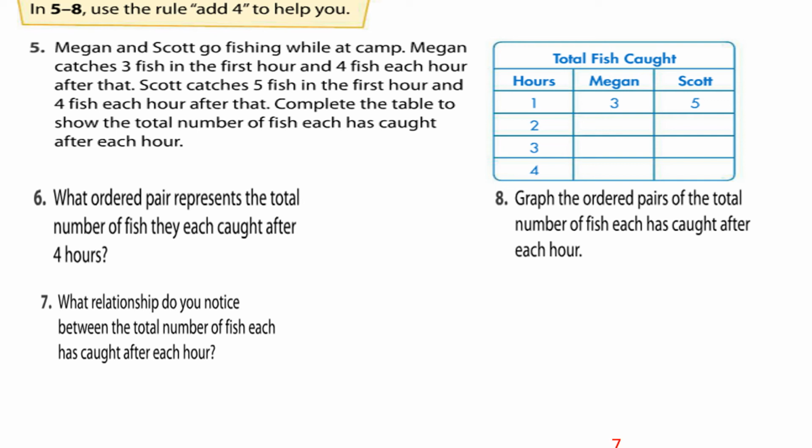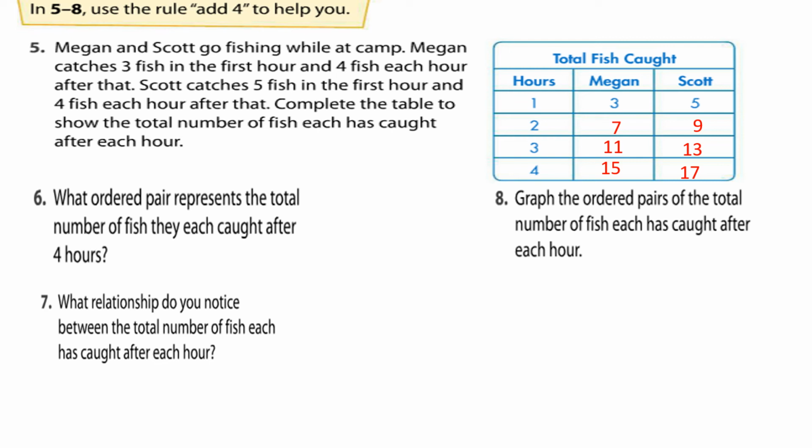So after 2 hours, Megan has caught 7 fish because the rule, of course, is to add 4. After 3 hours, I'm going to add another 4, which will be 11. After another hour, I'm going to add another 4, which will be 15 fish after 4 hours. For Scott also, the rule is adding 4, so I'm going to add 4 to 5 to be 9. Then add 4 to 9 to be 13. Then add 4 to 13 to be 17. So Megan has caught 15 fish after 4 hours, and Scott has caught 17 fish after 4 hours.